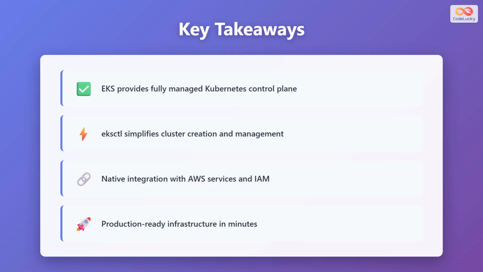Third, EKS offers native integration with AWS services like identity and access management, elastic load balancing, and CloudWatch, making it easy to build secure, scalable applications. And finally, you can have production-ready infrastructure running in just minutes, allowing you to focus on developing and deploying your applications rather than managing Kubernetes infrastructure. You now have the foundation to start deploying containerized applications on Amazon EKS.